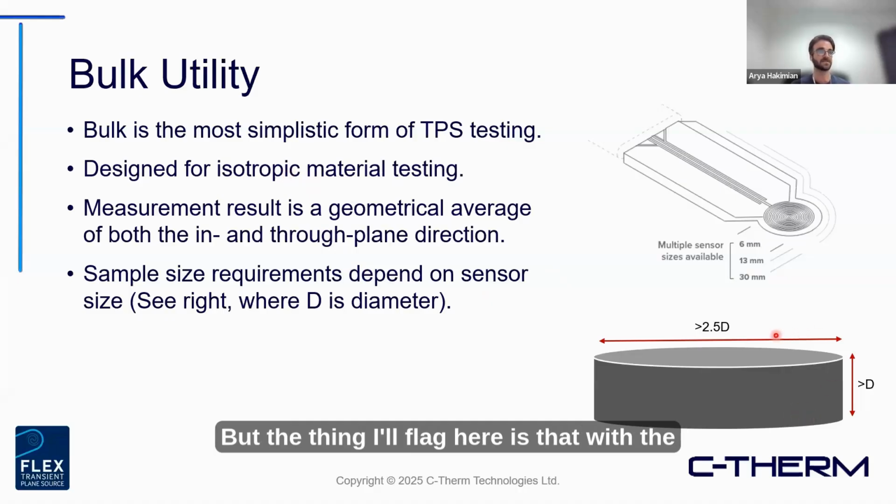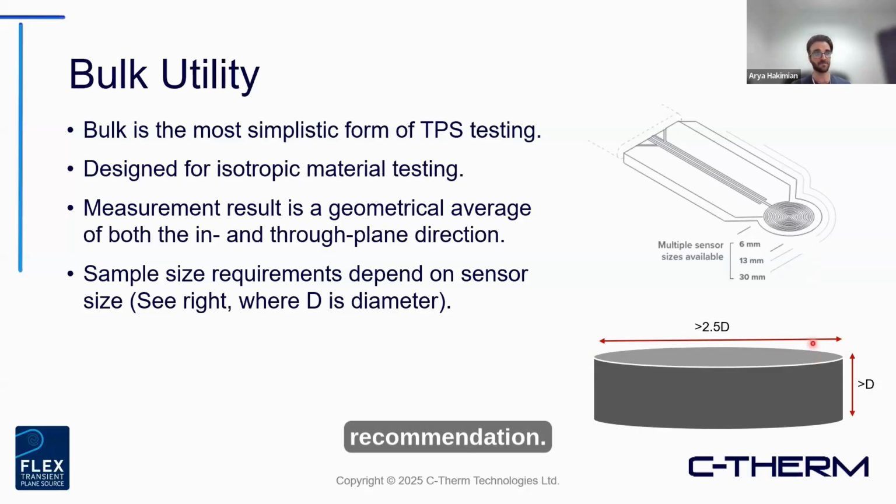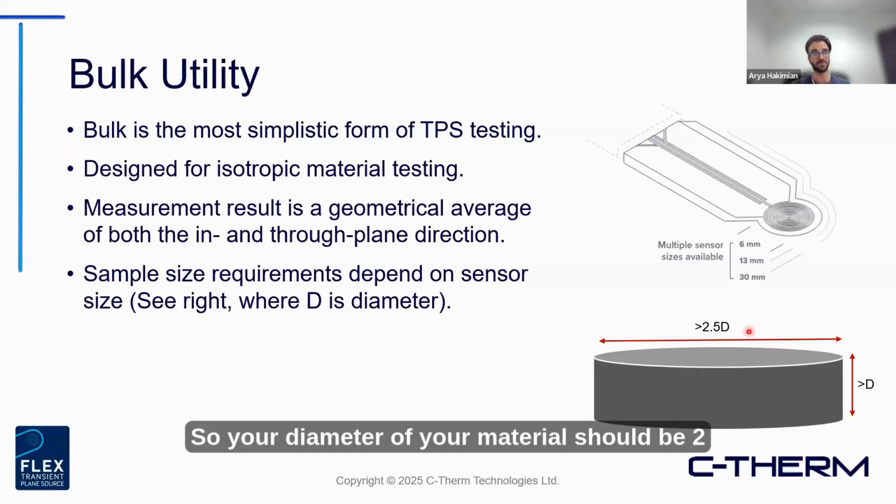But the thing I'll flag here is that with the TPS method, the sample size requirements aren't based on anything to do with the material type or the conductivity range. Rather, they're based on the size of the sensor that is used. So there's just a fixed scaling recommendation: the diameter of your material should be 2.5 times the diameter of the sensor that you use, with a thickness scaling 1:1. And again, this is a double-sided sensor, so you're placing two samples each time, one on the top, one on the bottom, to create that stack.